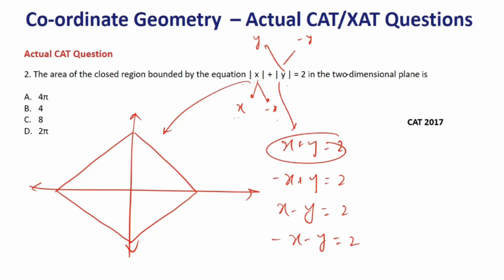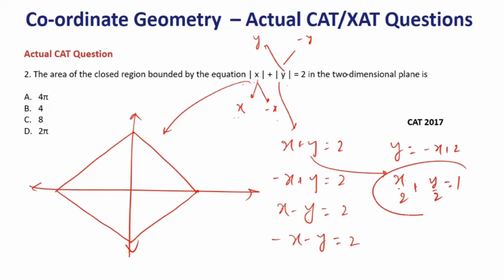Now x plus y is equal to 2. You can also convert it into intercept form. So x by 2 plus y by 2 is equal to 1. So here also you will have (2, 0), here will be (0, 2). There are 4 triangles here. You calculate the area of one and multiply by 4.